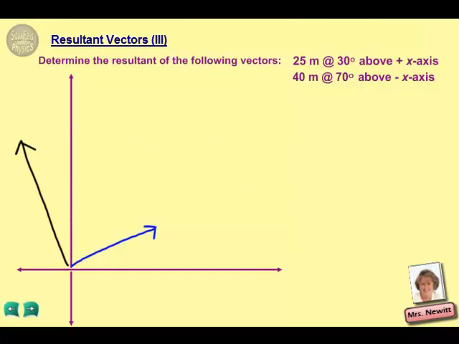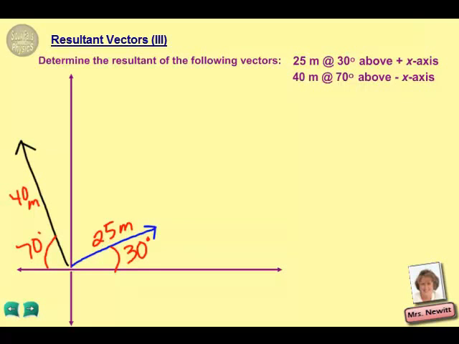Okay, the first thing we want to do is draw a diagram to kind of show how these are going to set up. 25 meters is at 30 degrees above the positive x-axis. So our 30-degree angle is here, and this arrow then represents our 25 meters. The 40 meters is at 70 degrees above the negative x-axis. So here's our 70 degrees, and our 40 meters arrow is over here.